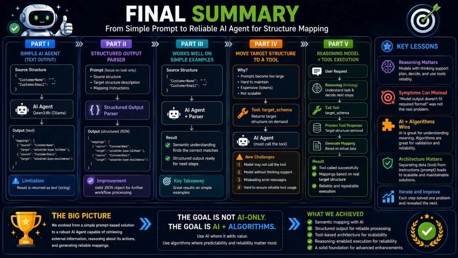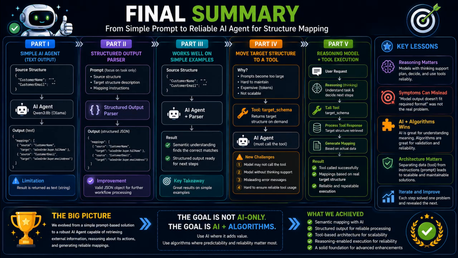Real integration projects contain large and complex structures that should not be embedded directly into prompts. To address this, we moved the target structure into a dedicated tool and allowed the AI agent to retrieve it when needed. This seemingly simple architectural improvement revealed several important challenges. We discovered that tool usage cannot be taken for granted. The model may ignore a tool even when explicitly instructed to use it. We also learned that reasoning capabilities are critical for reliable tool execution. Without thinking support, the model may generate outputs that appear correct while relying entirely on assumptions instead of actual system data.